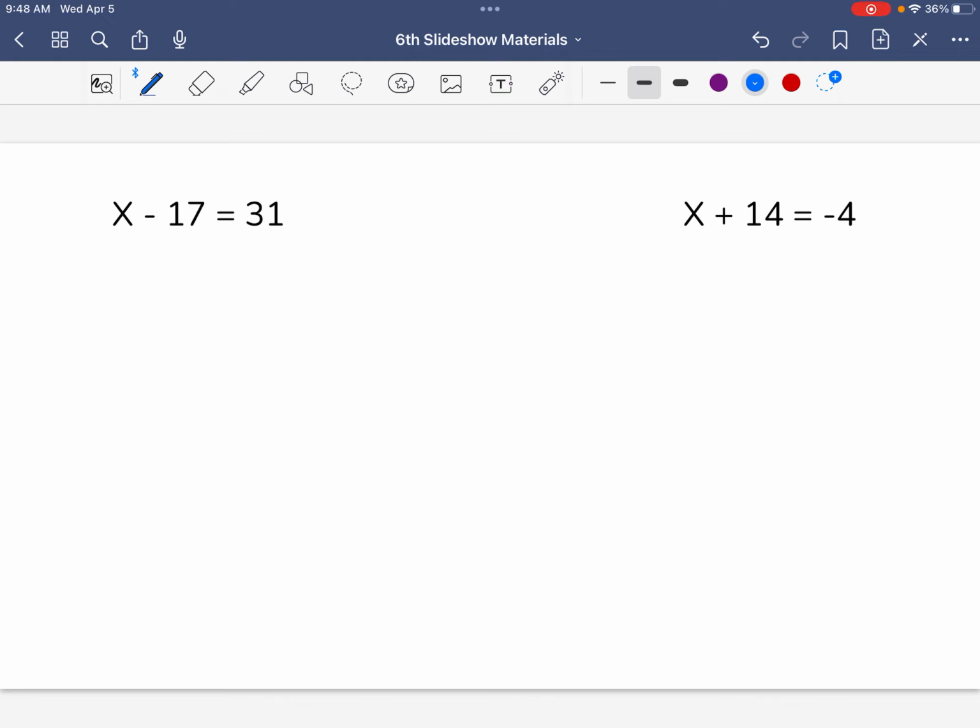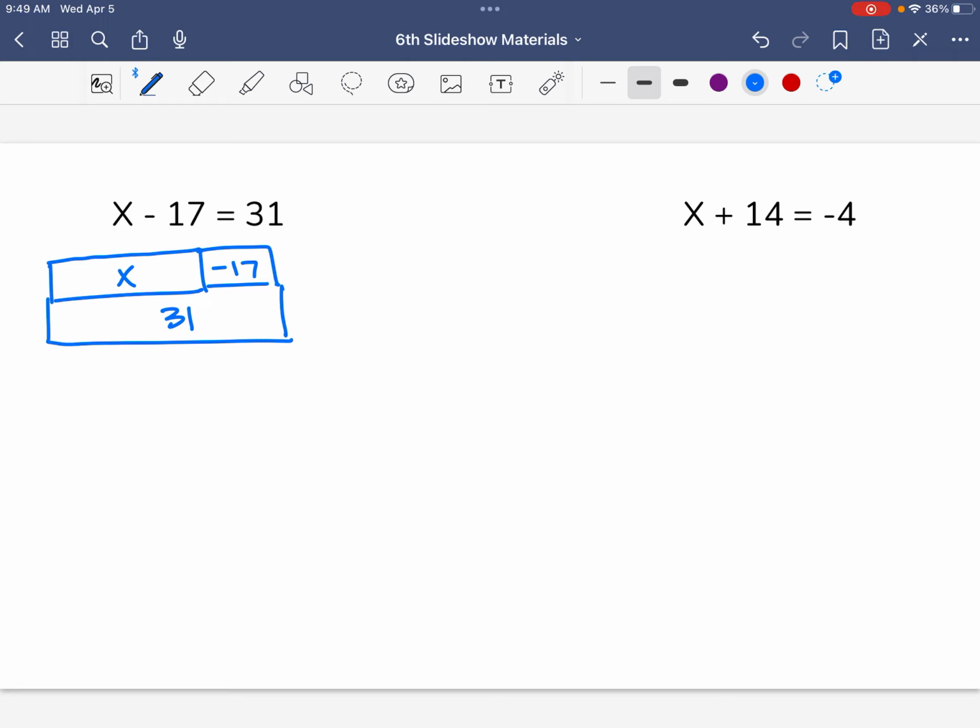So the first one we have is x minus 17 is equal to 31. And so I can represent this by saying, here is my unknown value of x. And when I take away 17, or when I combine it with a negative 17, either way, we get that that is equal to a positive 31.